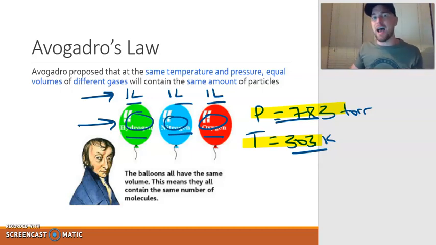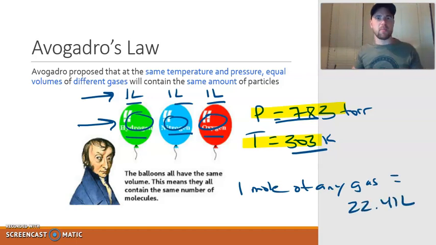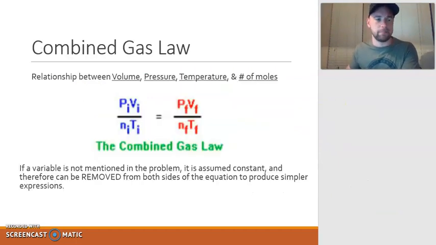By the way, this is kind of where we got the idea that 1 mole of any gas will equal 22.41 liters. You remember me saying that? It doesn't matter what gas you have, as long as you've got 1 mole, it'll occupy the same volume, and vice versa. There's that volume to mole connection. And that's pretty powerful. We can figure out a lot of things from knowing that.